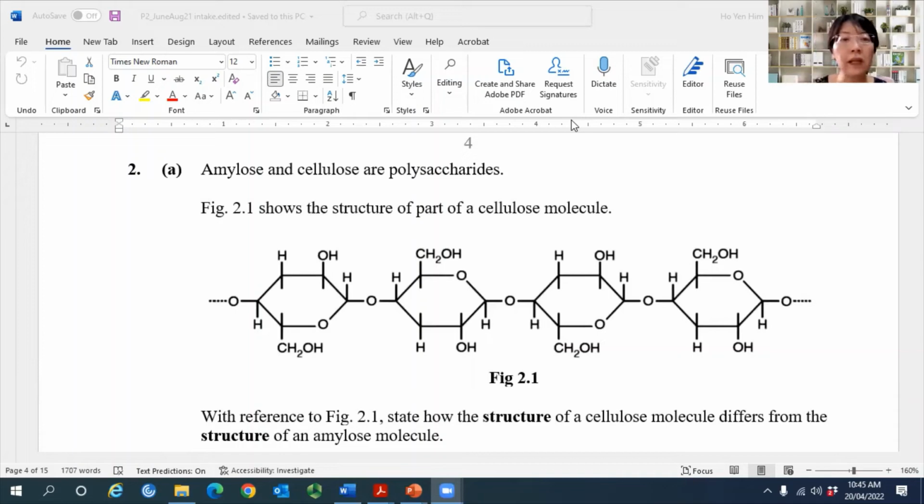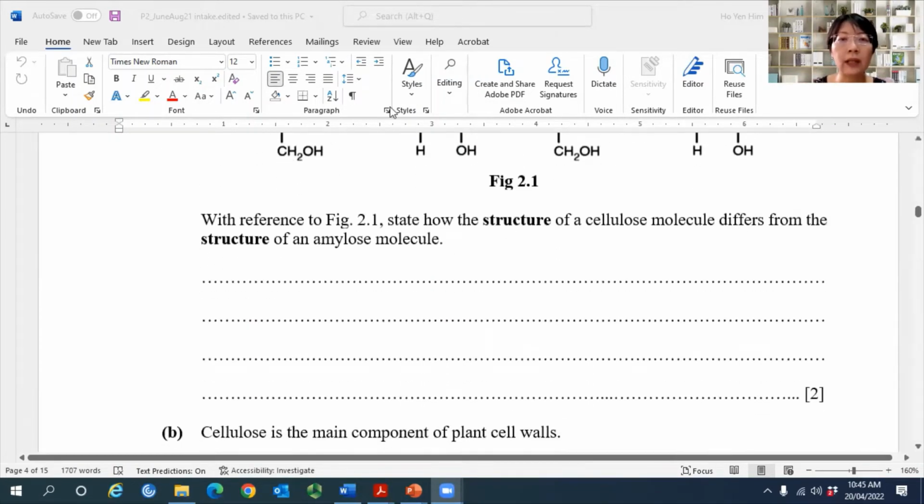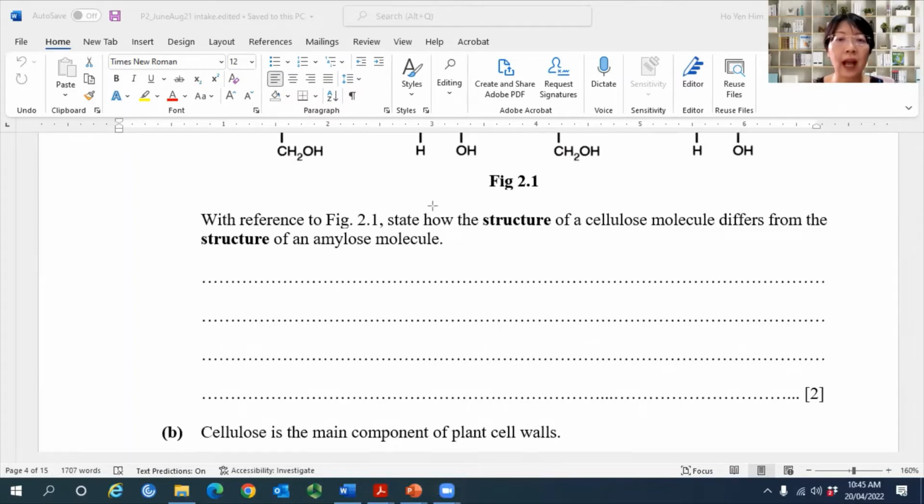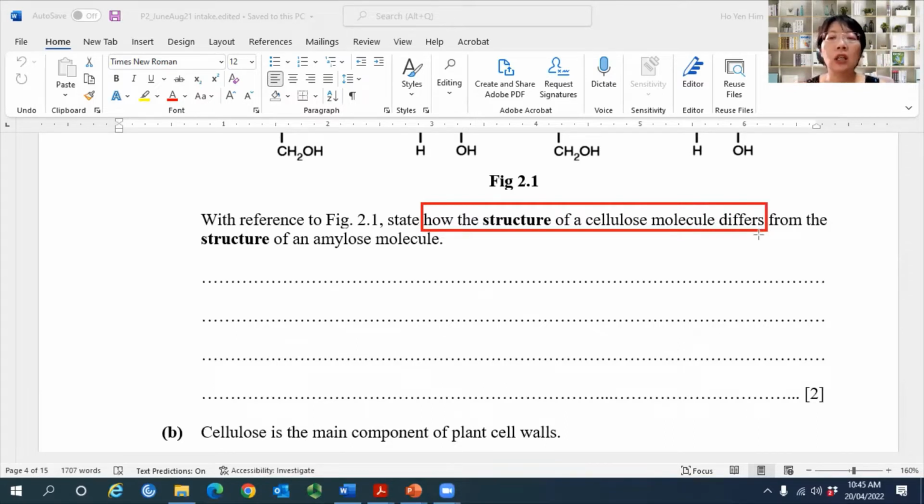They mentioned amylose and cellulose, and the question asks the student, with reference to the figure, to state how the structure of cellulose molecule differs from the structure of an amylose molecule. So based on the question, do you write about cellulose, or do you write about the differences between cellulose and amylose? Based on the question, which one do you need to describe?